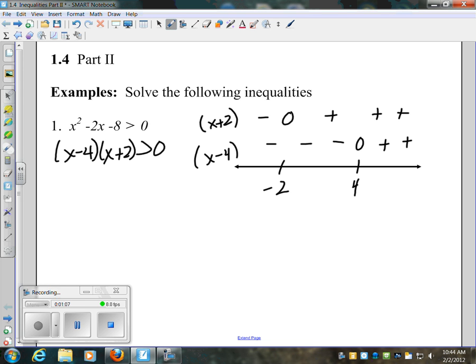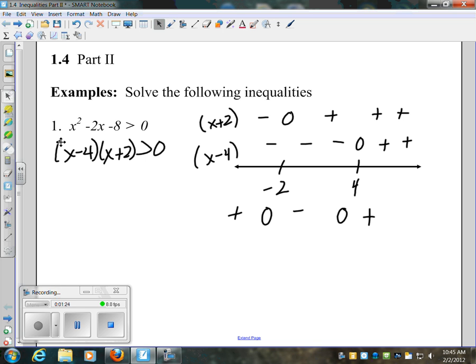What happens when we multiply a negative times a negative? Well, on this side of minus 2, we get a positive. 0 times minus 2 is 0. A positive times a negative is a negative. 0 times 4 is 0. Sorry, this one should be a positive. And then a positive times a positive is a positive.